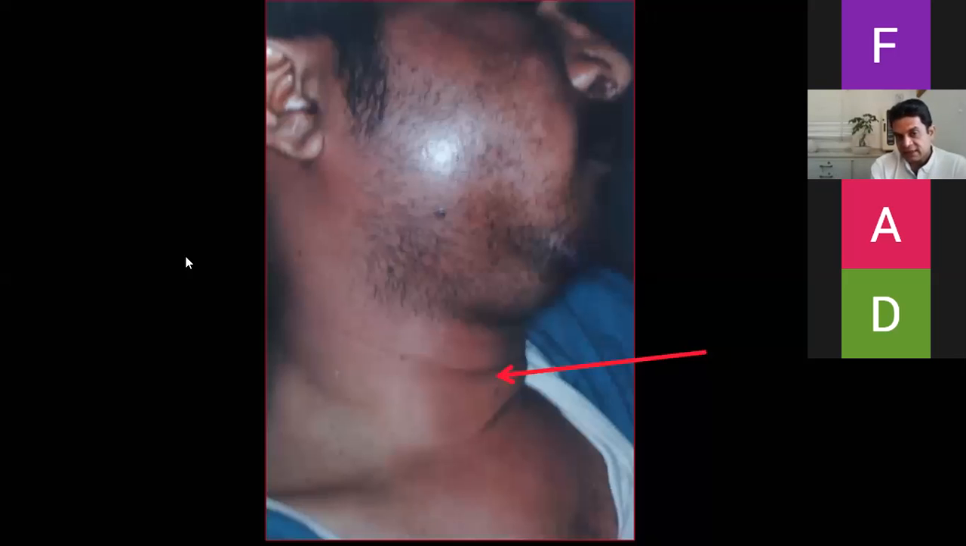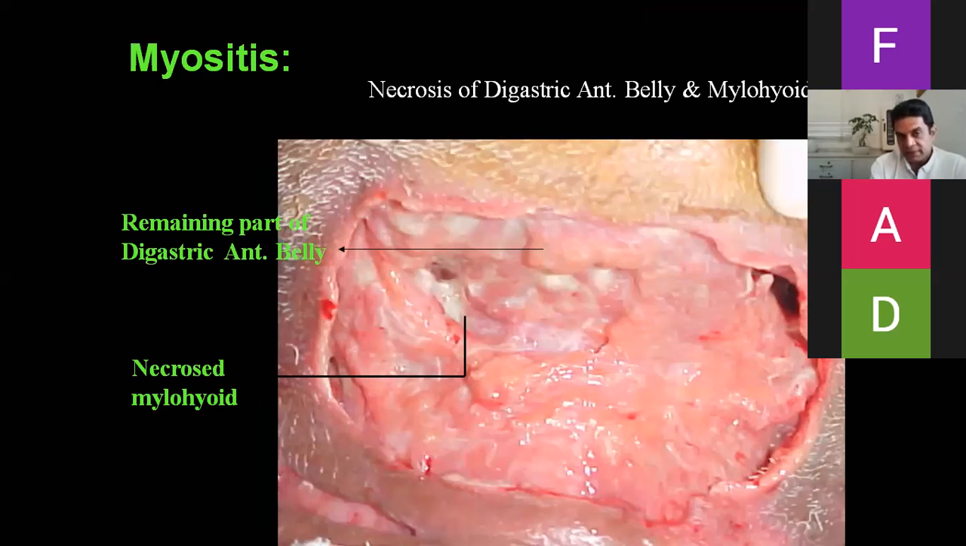So you can see in this patient the entire skin is inflamed. This is the early stage of cellulitis. And this is a picture from another patient in which you can see the entire skin, superficial fascia and platysma are lost because of necrotizing fasciitis. And you can see the underlying muscles are exposed. Even the muscles have started necrotizing.